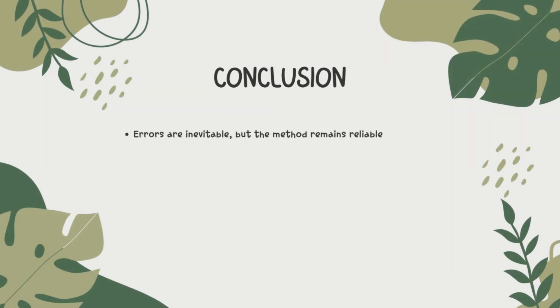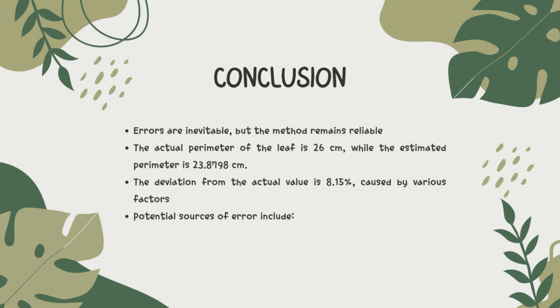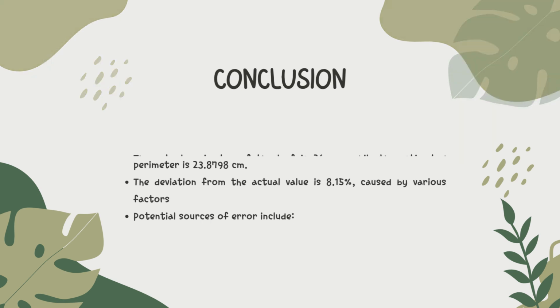In conclusion, of course, errors are inevitable, but the method remains reliable. The actual perimeter of the leaf is 26 centimeters, while the estimated perimeter that we have calculated is 23.8798 centimeters. The error percentage that we got is 8.15%, and it is caused by various factors.